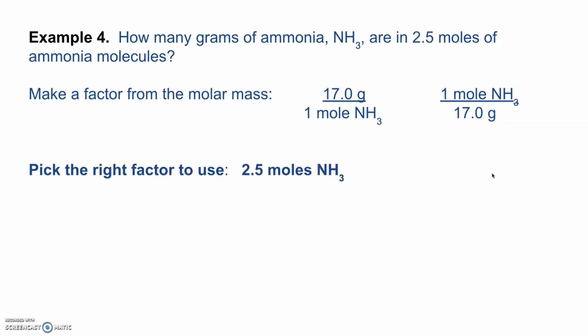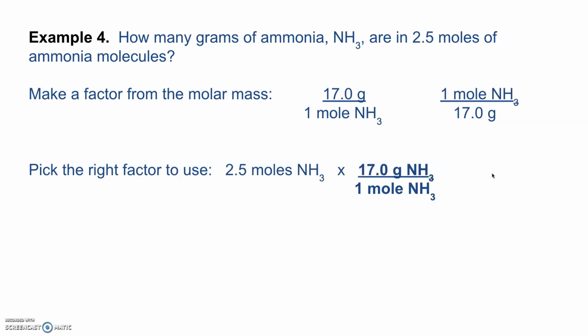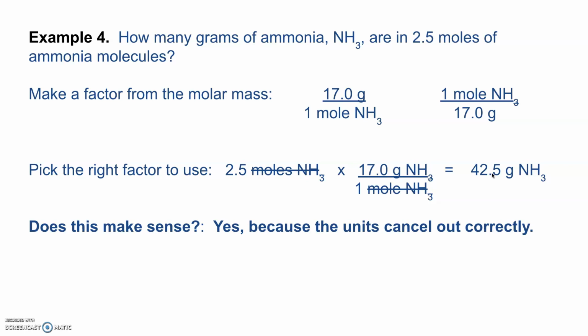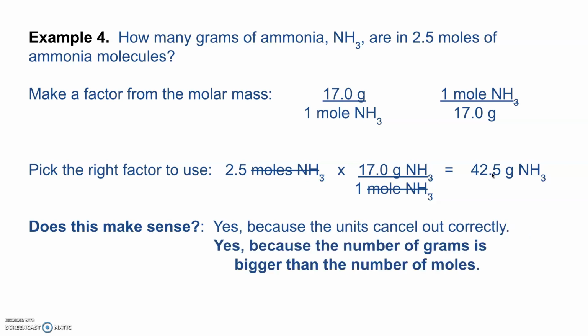The factor we choose is going to depend on what our starting measurement is. We're starting with 2.5 moles. We want to go to the number of grams. So we're going to choose the factor that has moles in the denominator. 2.5 times 17 divided by 1 is 42.5. That's the number of grams of ammonia in this many moles. Does that make sense? Yes, the units cancel out correctly. And the number of grams is bigger than the number of moles.